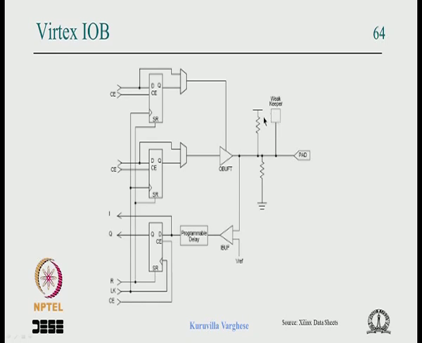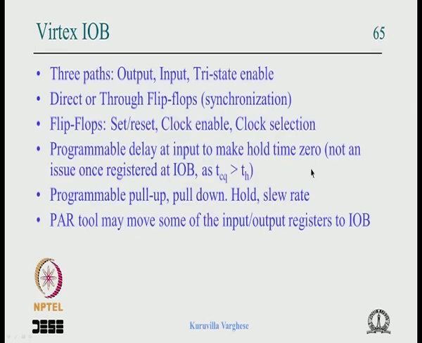So you can choose either pull up, pull down, or this. This is a latch which latches the previously driven value very weakly, so that also can be programmed. So essentially this is what that slide says. There are 3 paths: output, input, and tri-state. It can be taken directly as a combinational path or through flip flops, and the flip flop has set, reset, clock enable, clock selection, and all that.